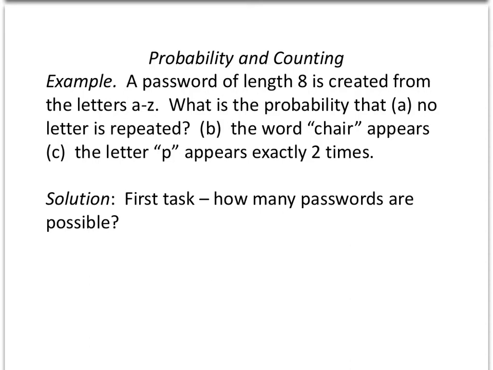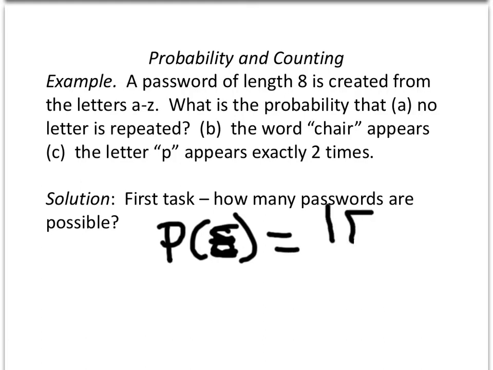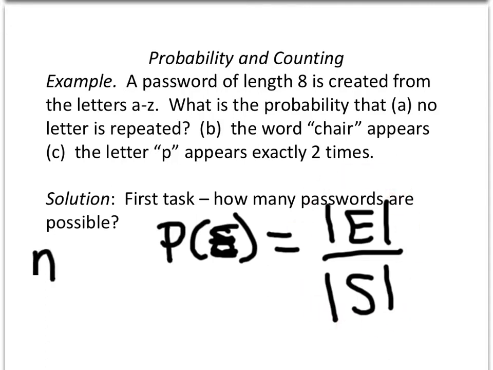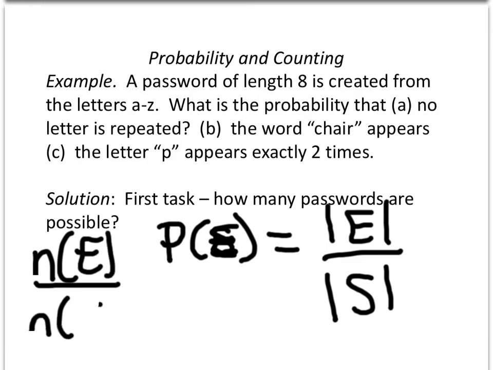Because what we'll do, if you remember, when we do this, we want to find the probability of our event, or the probability of our event E, is the number of elements in our event E divided by the number of elements in the event S, or in the sample space. You may have also, instead of seeing this notation, you may also see something that looks like this. N of E, the number of elements in E, divided by the number of elements in S.